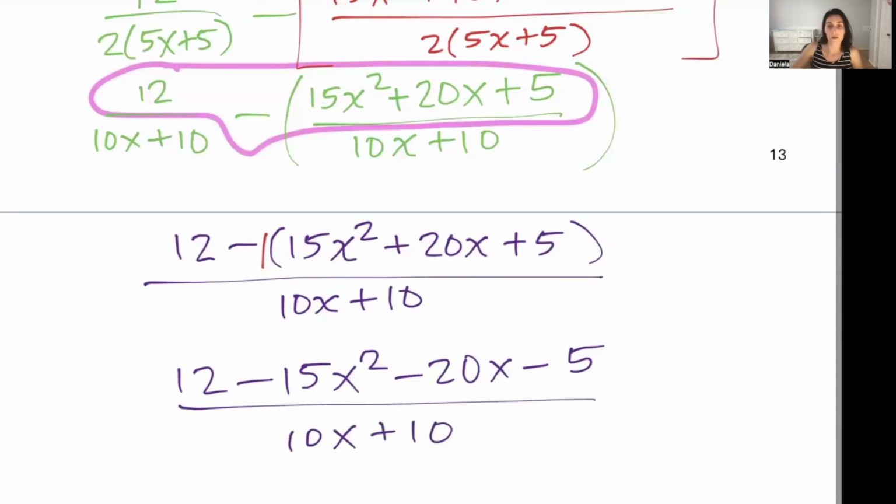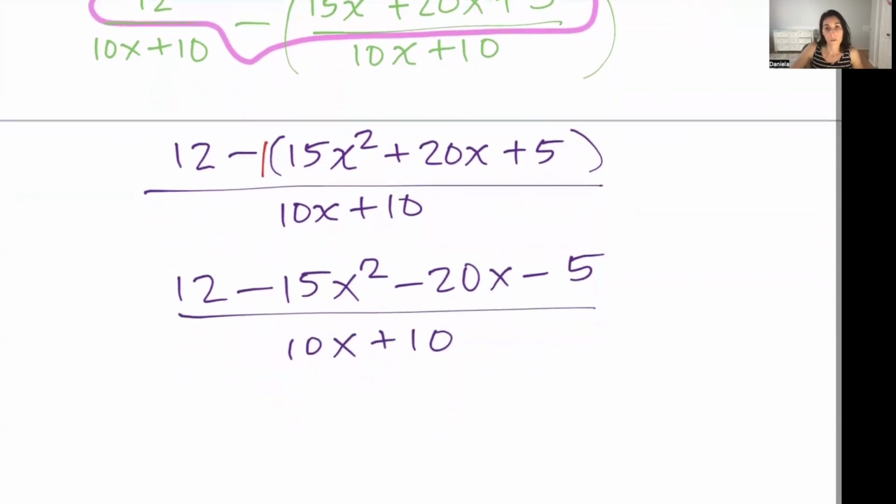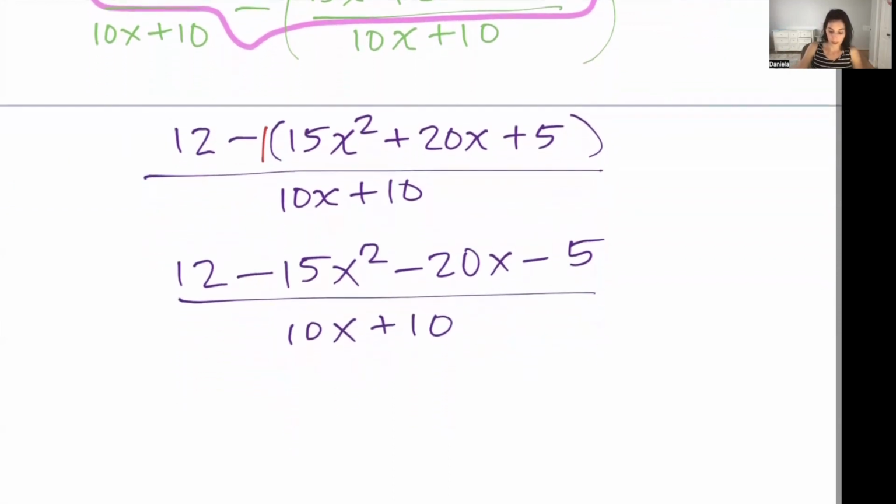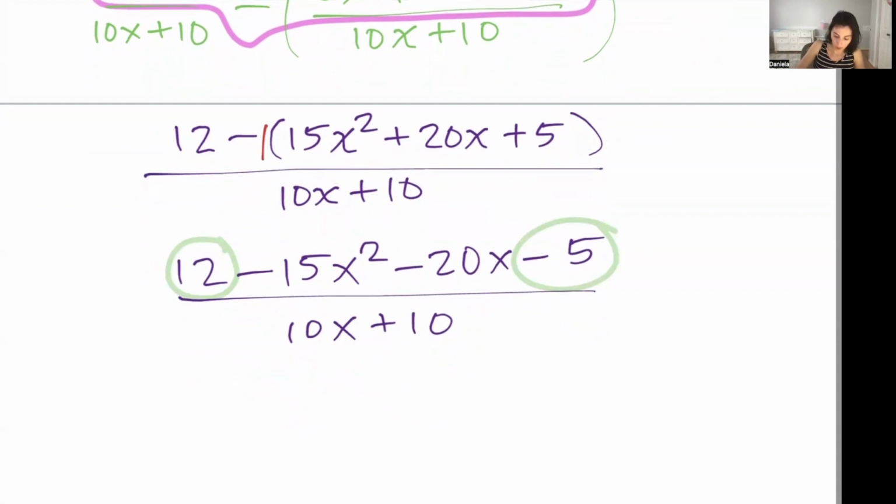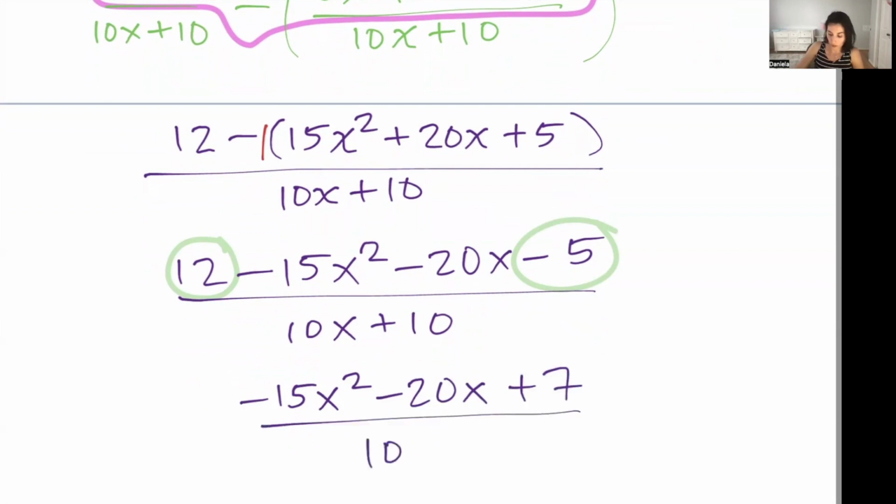Last but not least, super long problem. We're now going to see if you can combine any like terms. You sure can. This 12 minus 5, right? So that's going to be, I'm just going to write it in standard form, negative 15x squared minus 20x all over 10x plus 10. Whew.